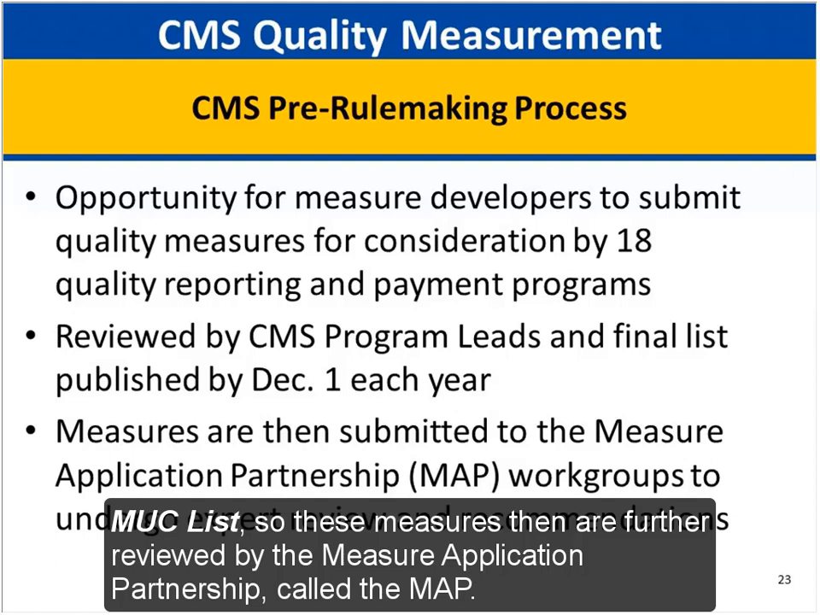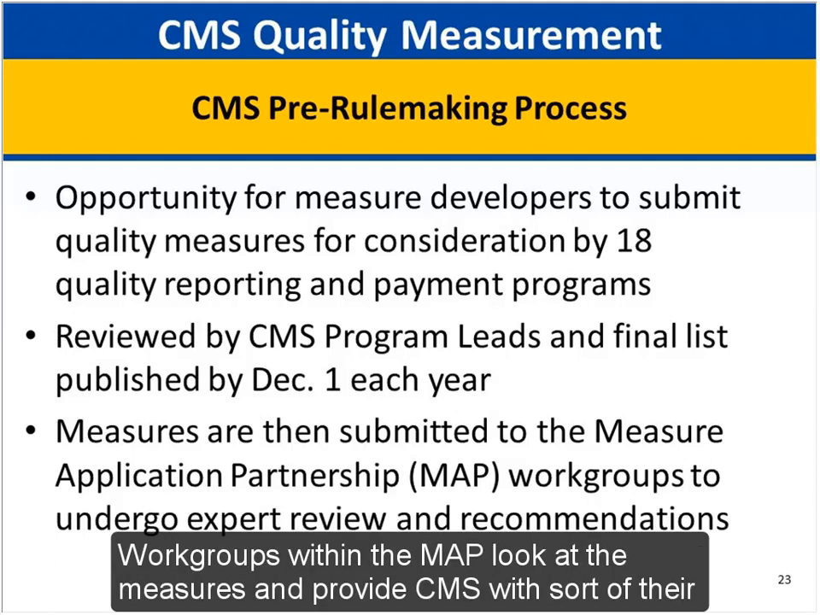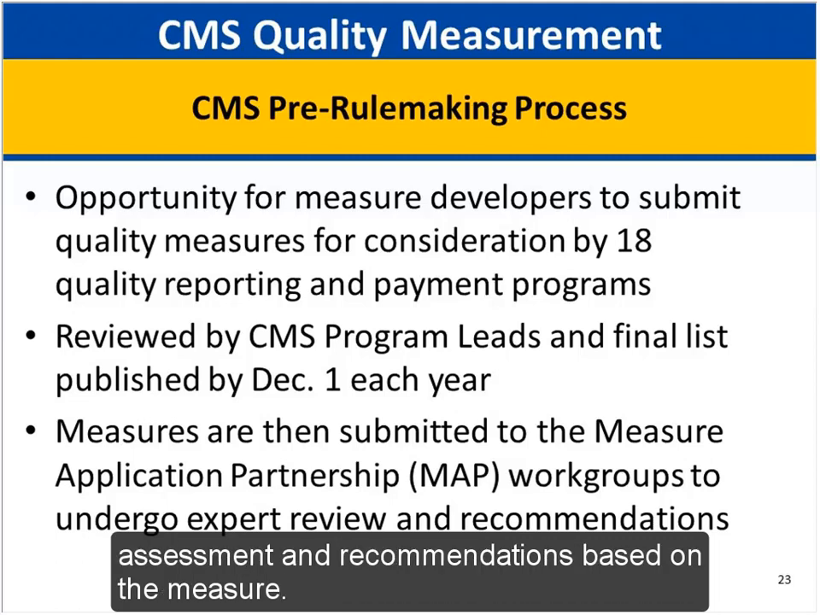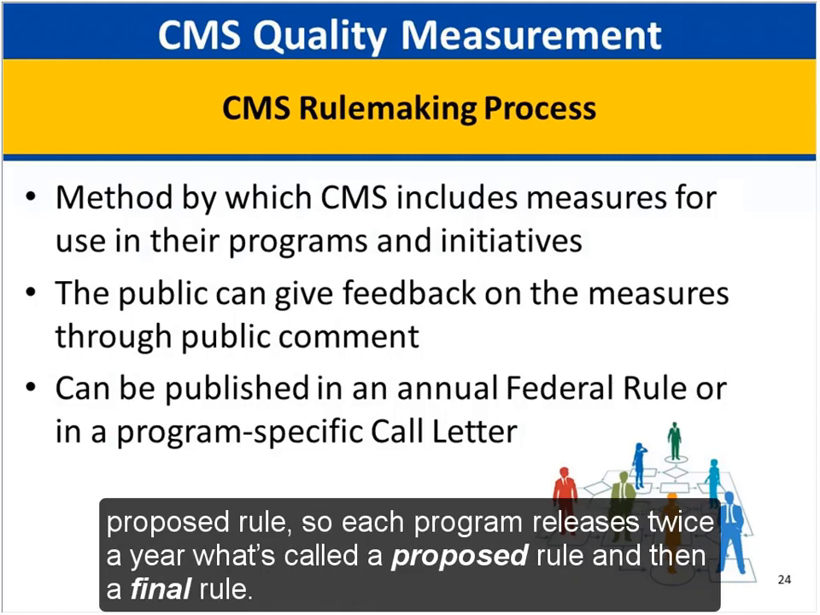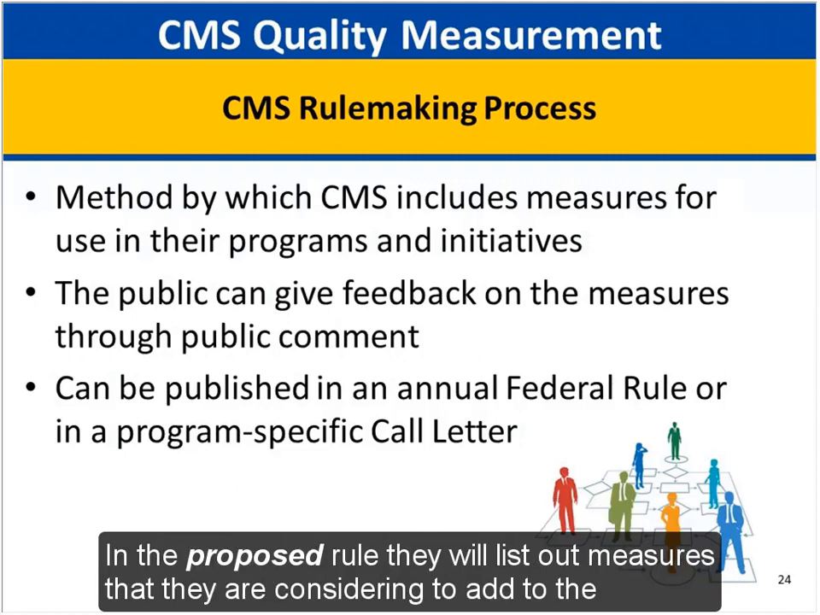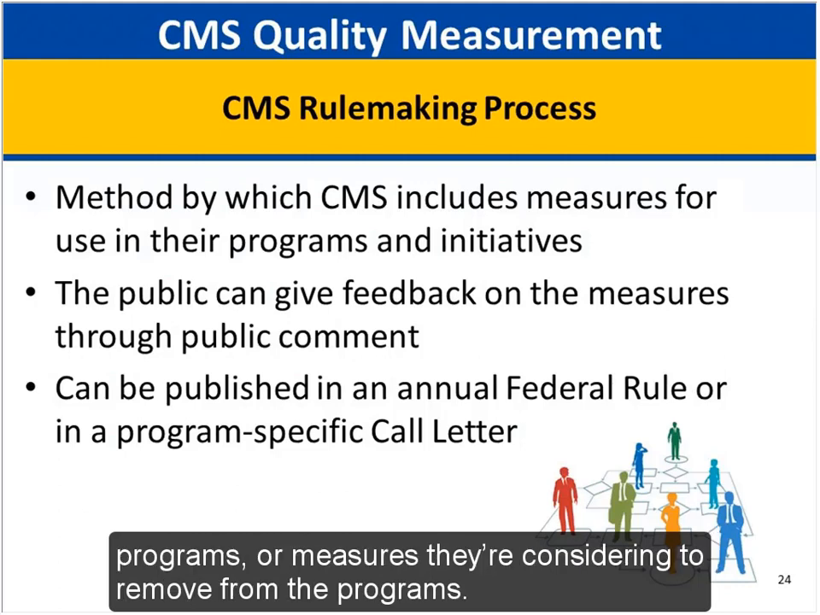These measures then are further reviewed by the Measures Application Partnership, called the MAP. Work groups within the MAP look at the measures and provide CMS with their assessment and recommendations based on the measure. At which point, CMS may seek additional public feedback by publishing a measure in a proposed rule. Each program releases twice a year what's called a proposed rule and then a final rule. In the proposed rule, they will list out measures that they are considering to add to the programs or measures they're considering to remove from the programs.